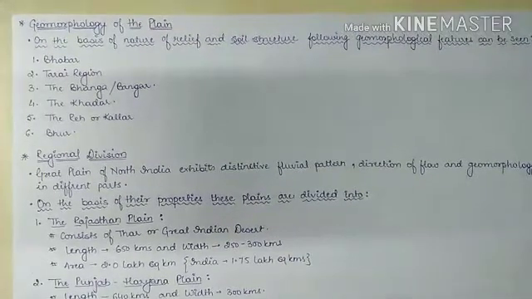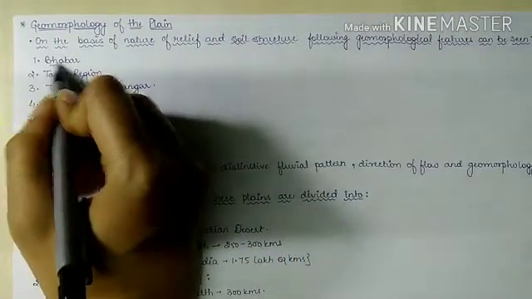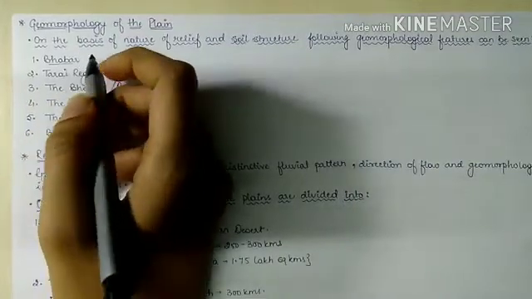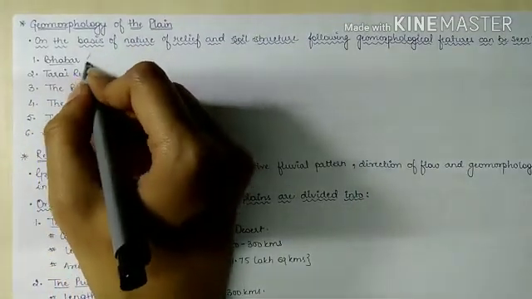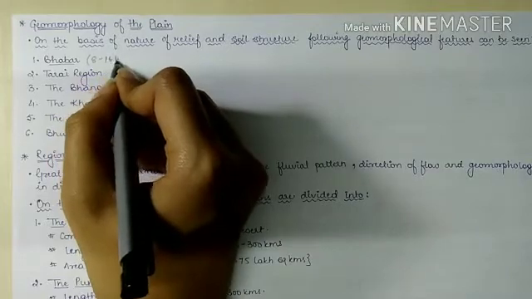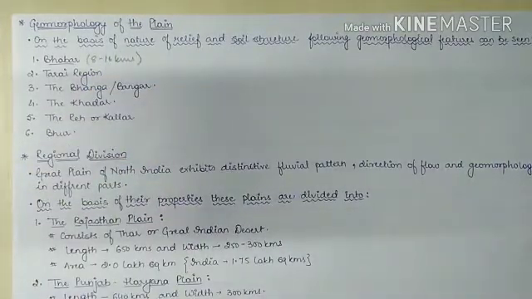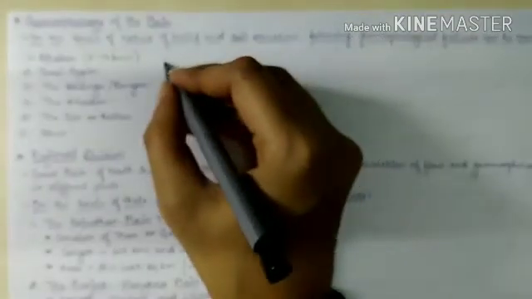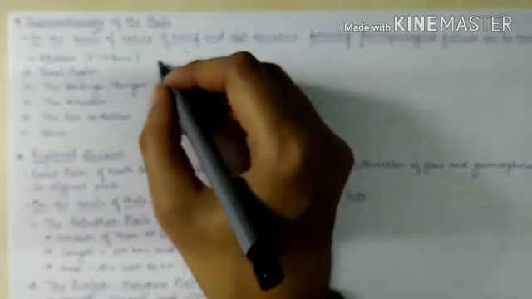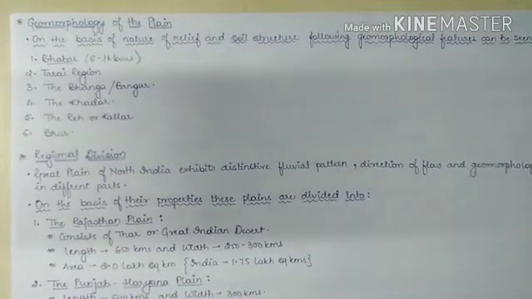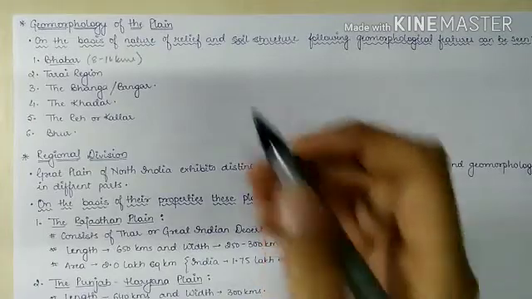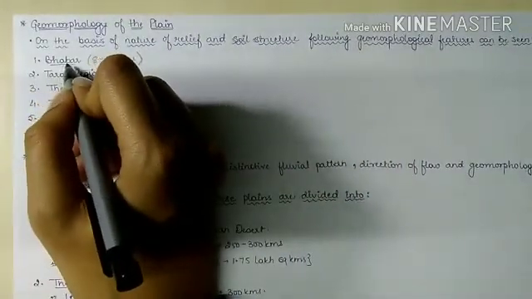The first one is Bhabar. The Bhabar is a narrow belt about 8 to 16 kilometers wide, running in an east to west direction along the foot of the Shivaliks. This plain has remarkable continuity from the Indus River to the Tista River. Now, how is the Bhabar formed?